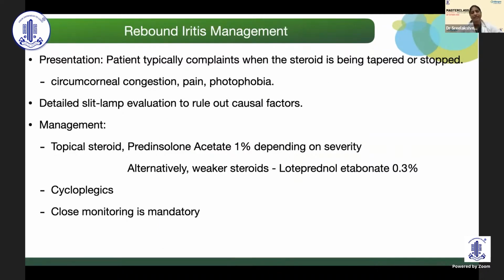So once you deal with these kinds of scenarios, even then, regardless of that, sometimes you see this rebound iritis. So the strategy should be tapering from the stronger steroid to the weaker steroid, which will work better, along with cycloplegics. It definitely works better.